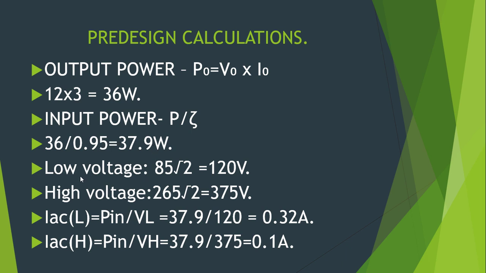So like I said, the low voltage basically is when the amplitude begins to fluctuate, when it gives high voltage for the low part, it should be this 120 volts, and then for the high part it should be 375.